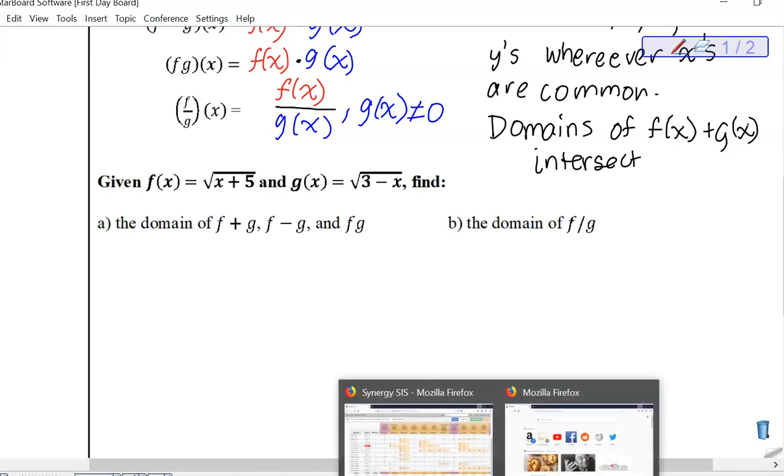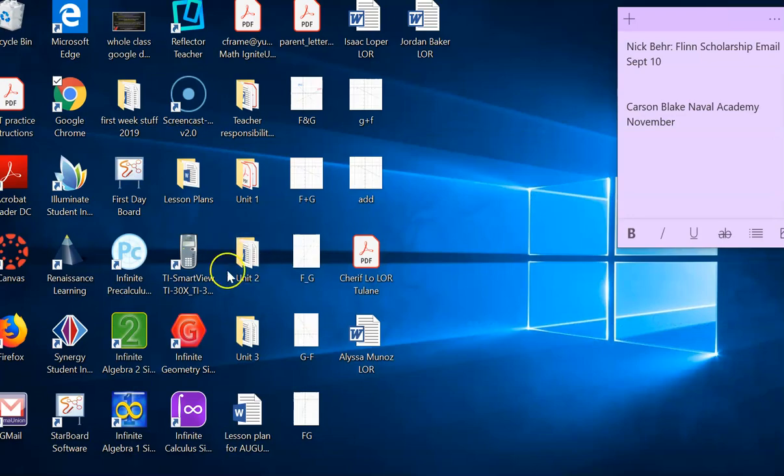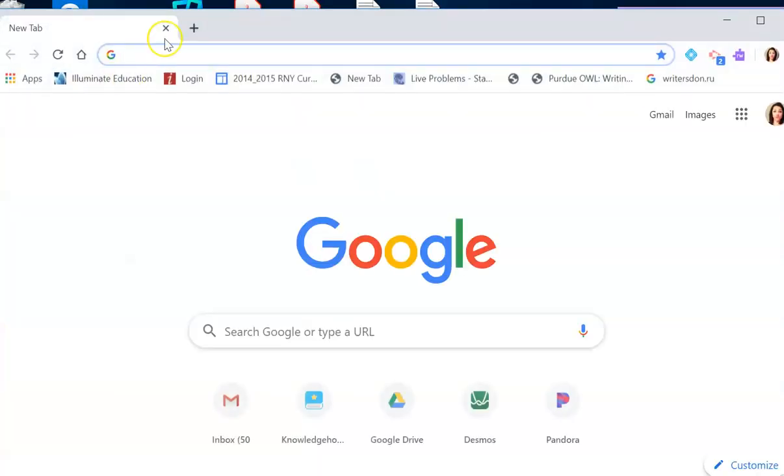So let me see where I put Desmos here. I thought I had it opened up.